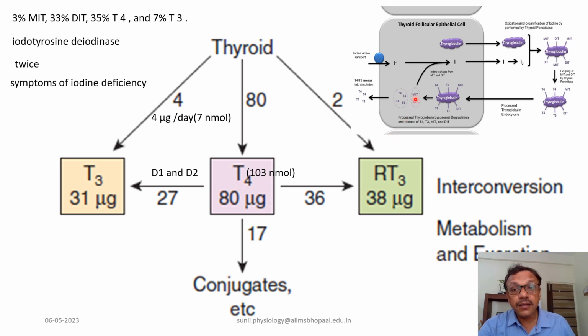Now the recycling of the iodine from the MIT and DIT, as we have talked, is double the amount which is coming from the blood. It happens in the presence of an enzyme, and the name of the enzyme is iodotyrosine dehydrogenase. Suppose this enzyme is absent or deficient, as in congenital hypothyroidism. Then less iodine will be available for oxidation, and as a result less T3 and T4 will be formed.